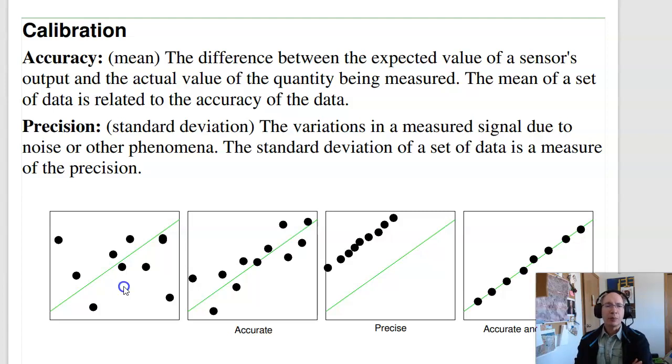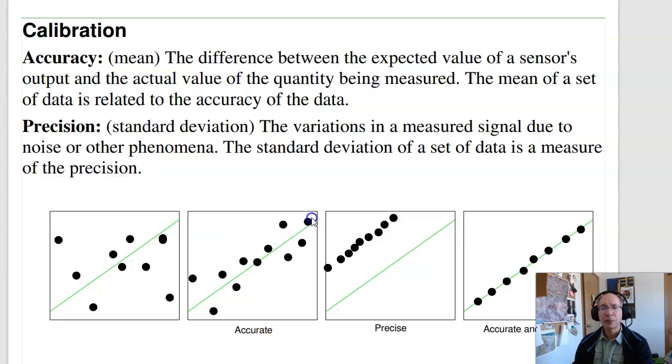For a calibration function, the accuracy is basically the average error between the data, the dots, and your curve fit. The precision is basically the spread, or the standard deviation between the data and your curve fit. Ideally, I want to have a sensor that's both accurate and precise. On the first one, I have a sensor which is neither accurate nor precise. Basically, it's just random guessing.